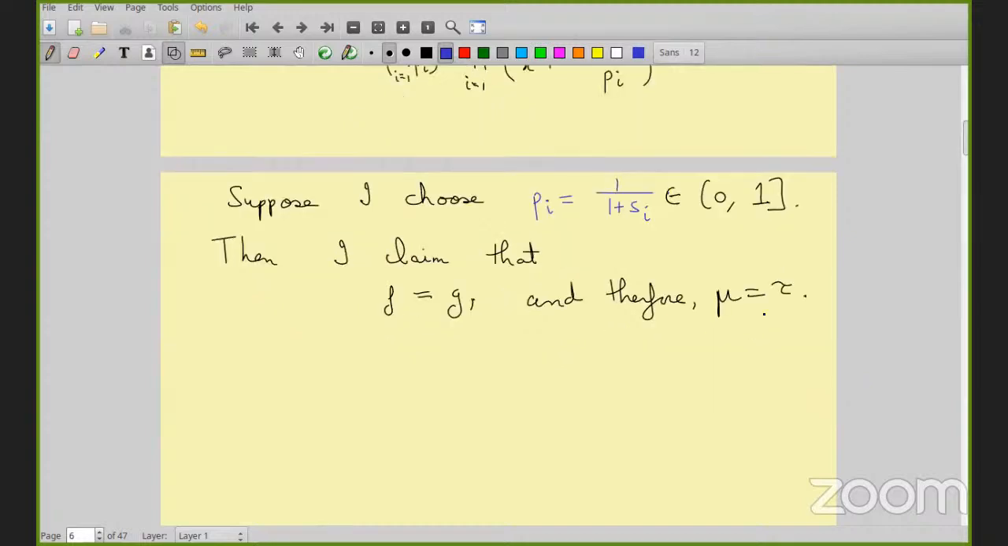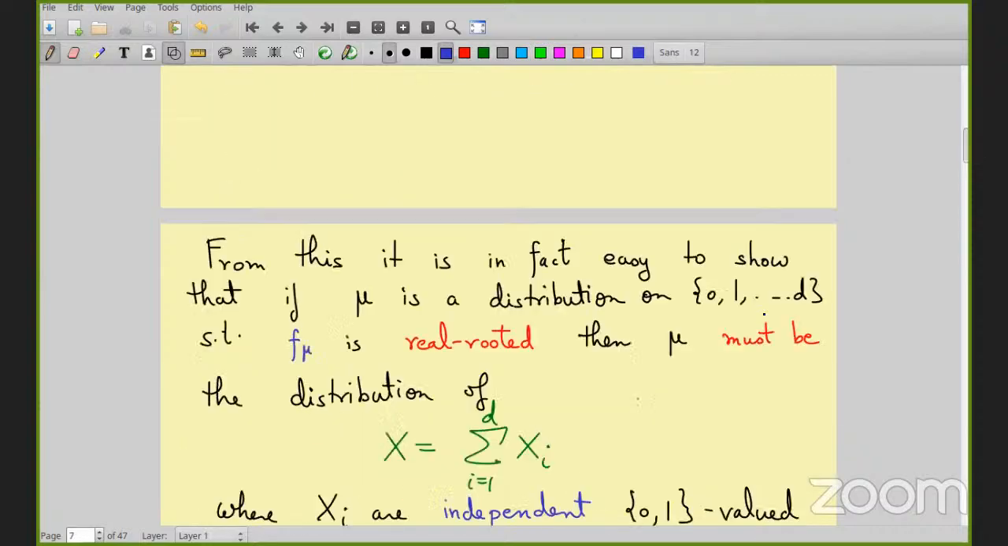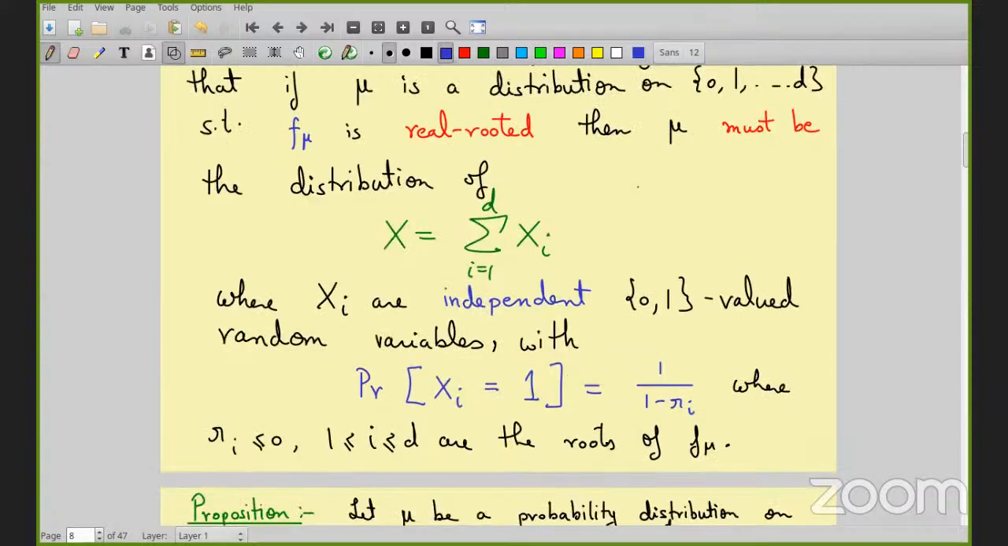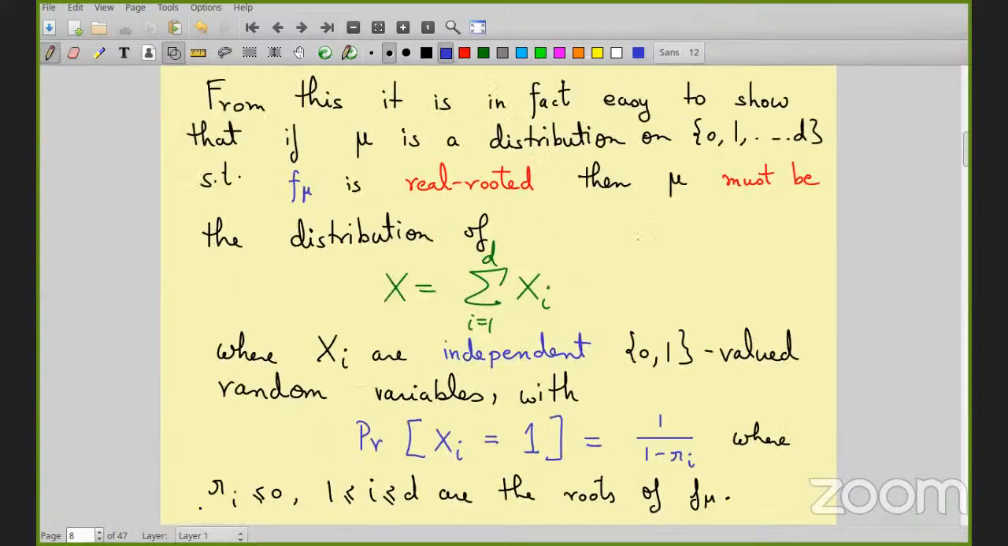Okay. So what we have proven is exactly this: if f_mu is real rooted, then mu must be the distribution of a sum of independent Bernoulli random variables. Here I changed the notation a little bit. If r_i are the roots, they are negative, so you now have the probability 1 over 1 minus r_i. So r_i is just minus s_i. So you see that real rootedness implies some interesting constraints, right?